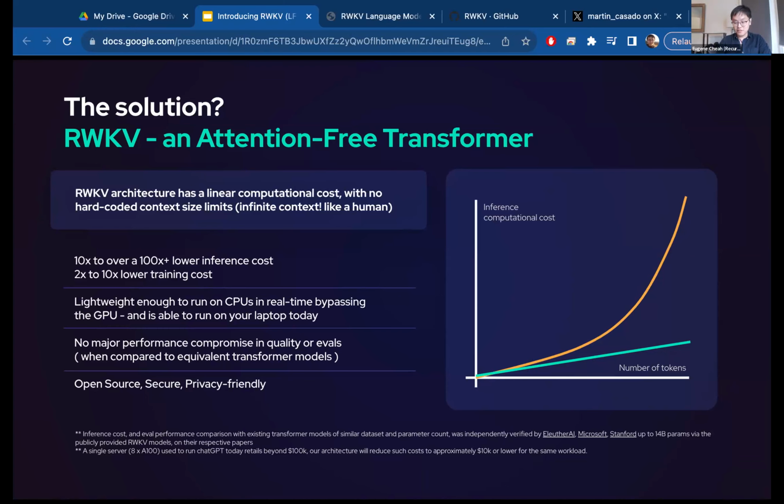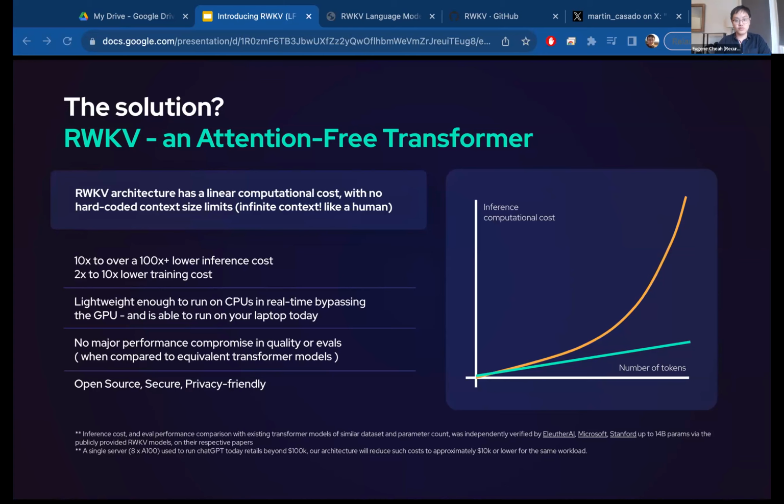And this benefit of lower inference cost also translates to lower training cost. More excitingly, the model is lightweight enough to run on CPU in real time, bypassing the GPU, and it's able to run on your laptop today effectively. We can run a 14B model on AWS Graviton, and we can easily run 3Bs to 7Bs on most modern hardware.